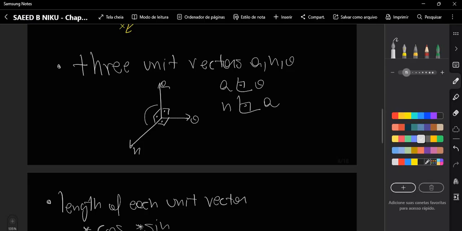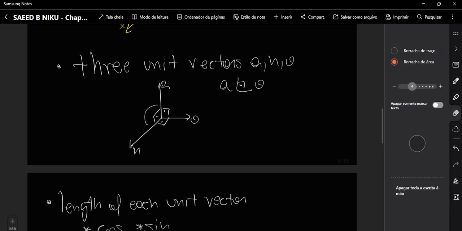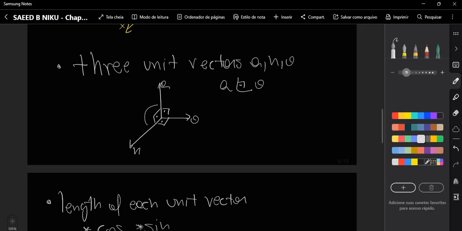A perpendicular or orthogonal, which is the same. A orthogonal with O, A orthogonal with N, and N. Let me write it differently, just rearranging this. The unit vectors: A orthogonal with N, or O orthogonal to.